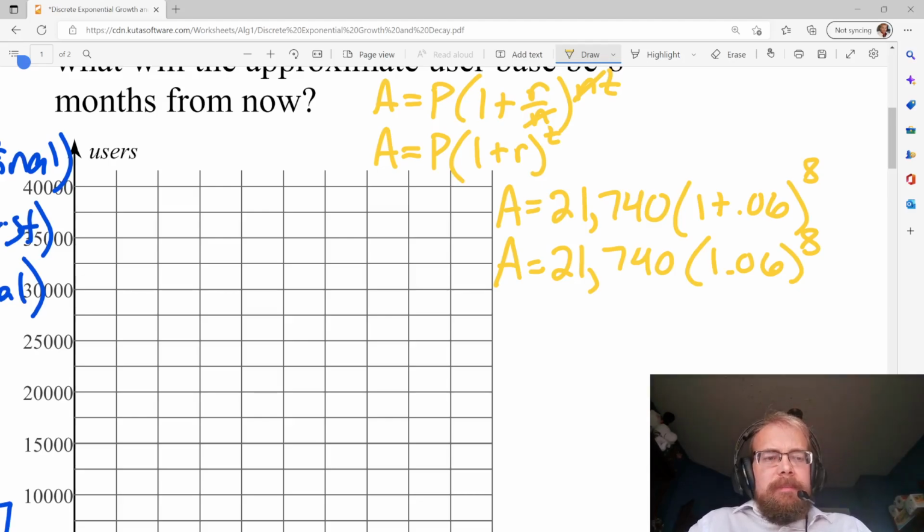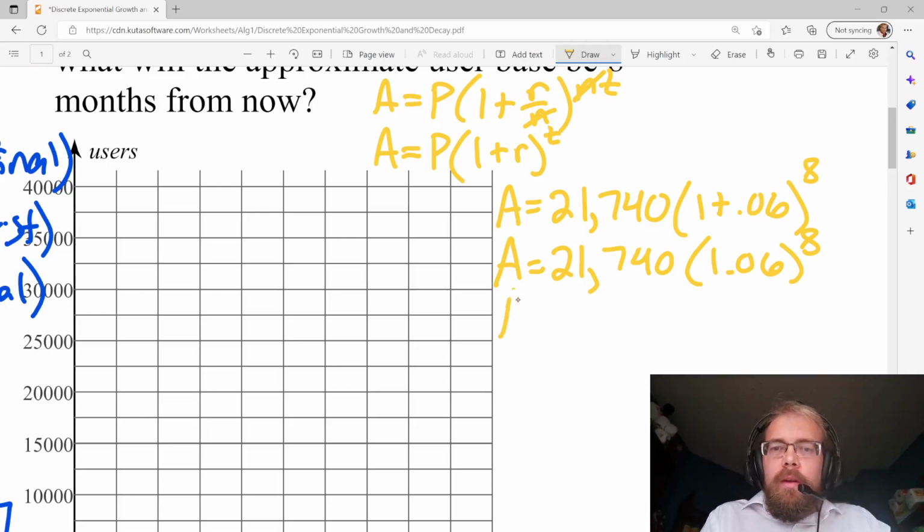21,740, excuse me. That's like a double hiccup there. 1.06 to the 8 power, and I get 34. I'm not very good with my working memory here, so I'm going to just keep this right next to me. So the approximate amount is 34,000. And these are people, right?